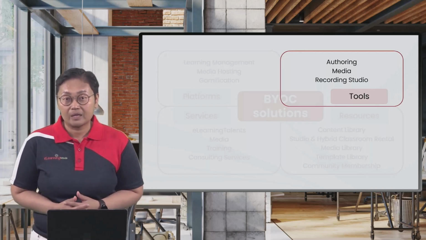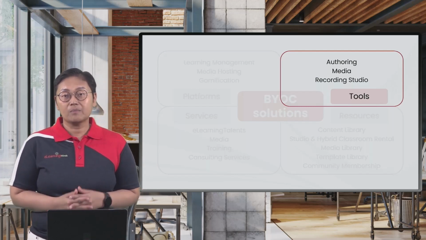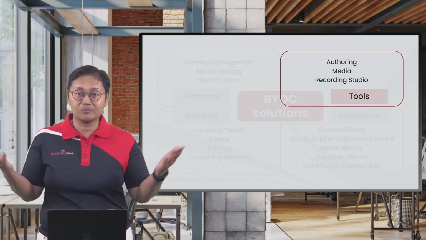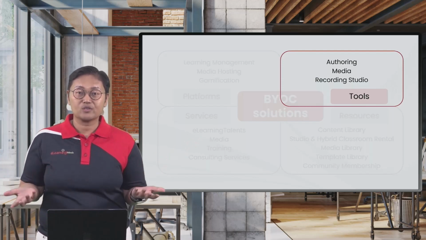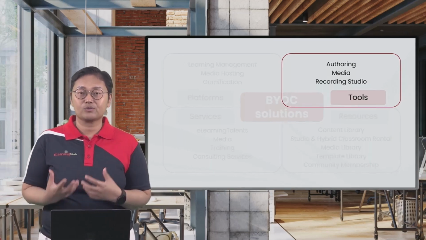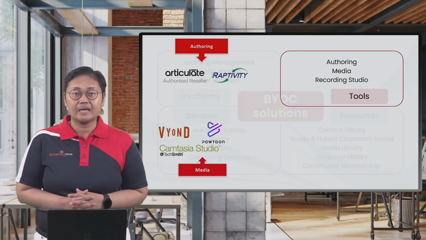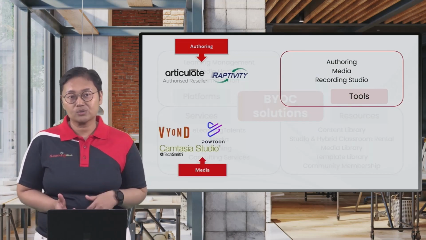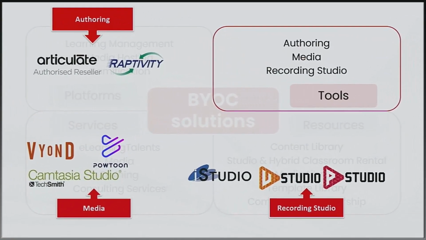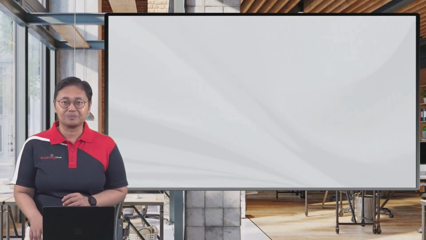And the last part is the recording studio, because there is more and more video creation, like what I'm doing right now. We're using a recording studio. It can be very fast to create such meaningful content and make it available to your learners as well. So for authoring tools, we have Articulate and Raptivity. As for media tools, we have Vyond, Powtoon, and Camtasia. As for recording studios, we have iStudio, UStudio, and PStudio. Of course, now we also add on our hybrid classroom.